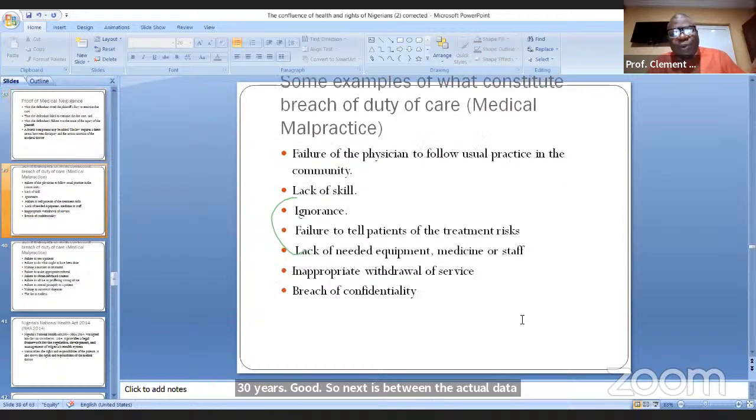Let's look at some examples that constitute breach of duty of care, what's called medical negligence or malpractice. Failure of the doctor to follow usual practice in the community, lack of skill, ignorance, failure to tell the patient the risk of treatment, lack of equipment, medicine or staff, inappropriate withdrawal of service.